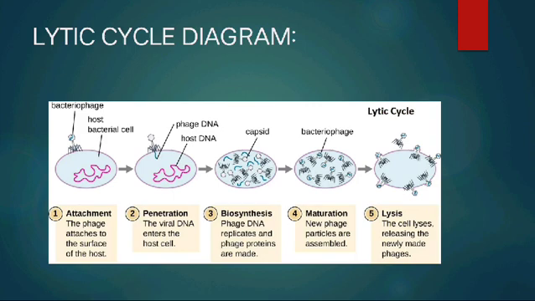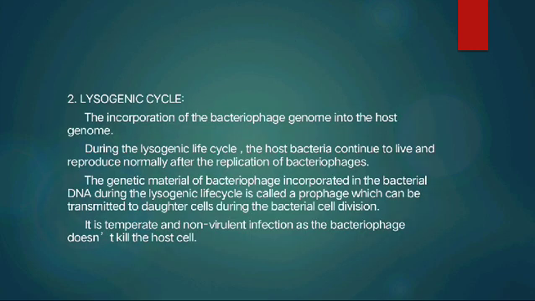Next, lysogenic cycle. The incorporation of bacteriophage genome into the host genome. During the lysogenic life cycle, the host bacteria continue to live and reproduce normally after the replication of bacteriophage. The genetic material of bacteriophage incorporated in the bacterial DNA during the lysogenic life cycle is called prophage, which can be transmitted to daughter cells during bacterial cell division. It is a temperate and non-virulent infection as the bacteriophage doesn't kill the host cell.